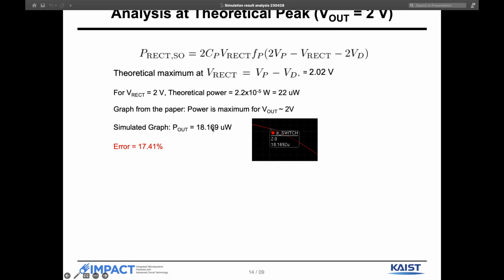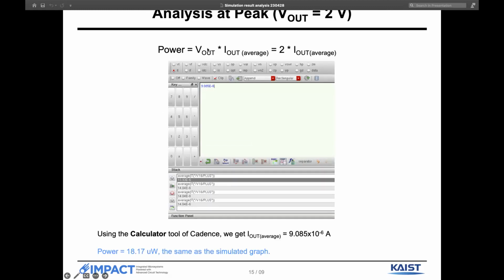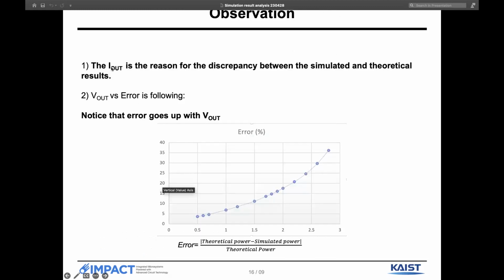But the simulated graph gives us only a power of 18.16 microwatts. So that gives an error of 17.41%. That's even more. And if we actually now try to calculate the power, we once again see that the output current is where the problem is, because the output current looks like this. And if we calculate the power, we actually get exactly the same result as the simulated one. So the output current is the problem here. The observation is this: the output current is the reason for the discrepancy between the simulated and theoretical results.